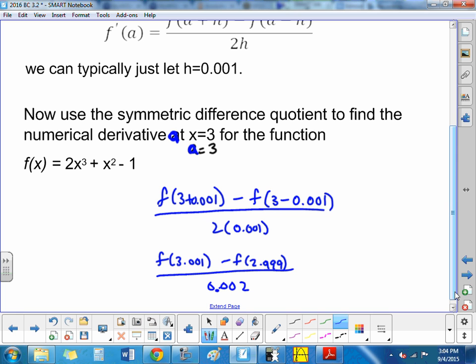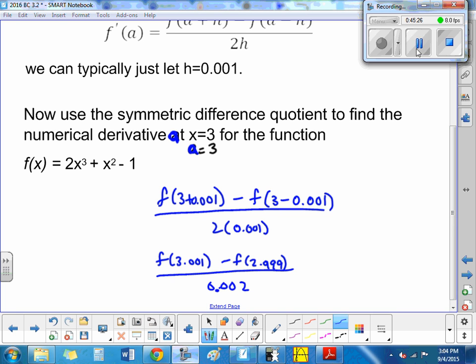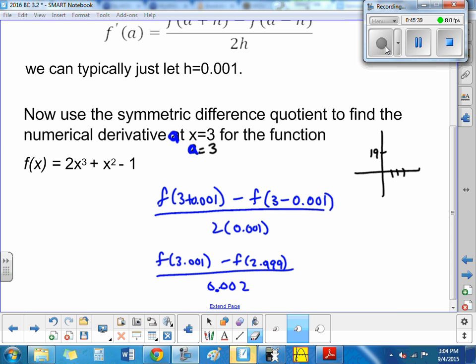Okay, so here's what's going on. The curve at x equals 3, it's up here at like 19 or something. I don't know if it's a maximum or whatever. We could graph if we wanted to and spend some time on it, but that's not the point. We're just trying to study x equals 3. So what we're doing is we're finding the slope between 2.999 and 3.001.